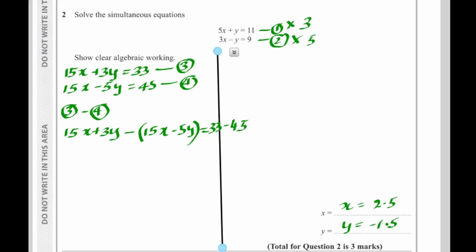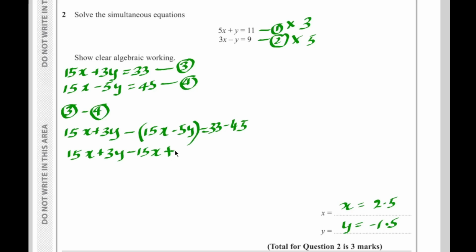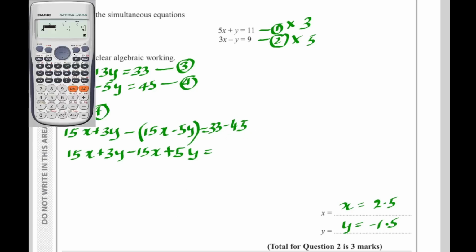Then let's simplify and get the answers. Here 15x plus 3y minus 15x minus here plus 5y equals 33 minus 45. So 33 minus 45 equals minus 12. So it is minus 12.